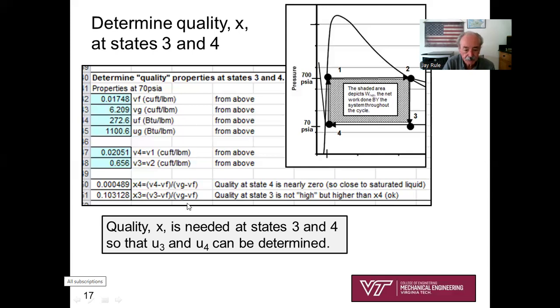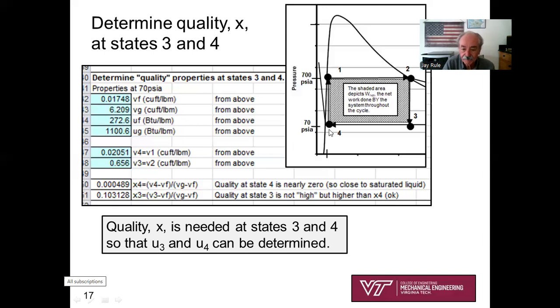Well, I've got a visual. It's a ratio. It's V3 minus VF, this number minus VF, all the way over there, divided by VG minus VF at the saturated vapor, at the dome. So my X3 is 0.103 and change. It's a low quality. X3 is 0.1 quality.